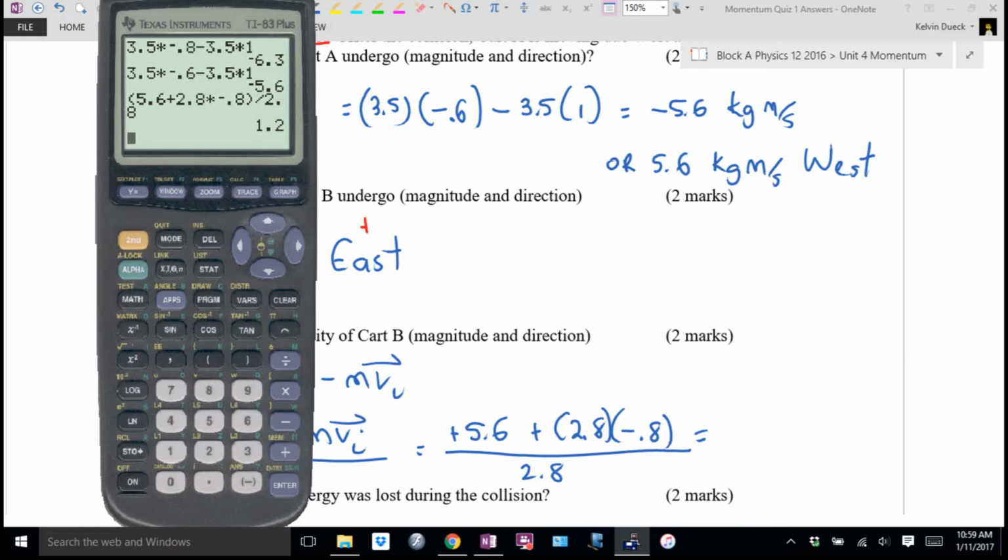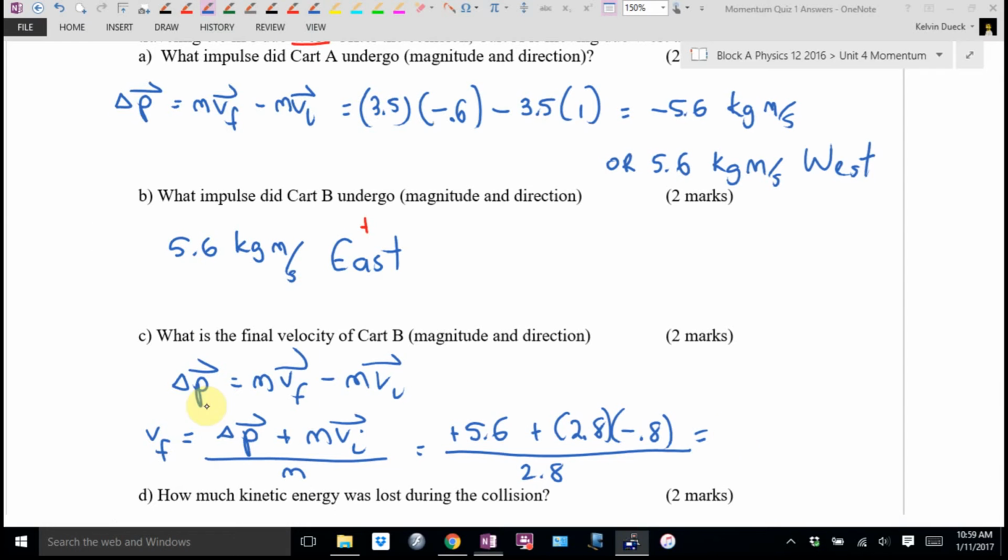Did you get 1.2? Positive or negative? What did I get here? So direction? If you did this by treating it like a collision and doing conservation of momentum, the full schmear, you should have got the same answer. If you didn't, show me your work later and I'll see if you zigged somewhere.